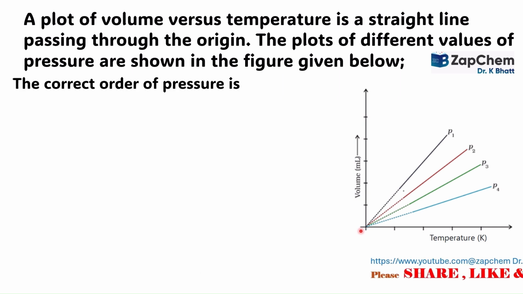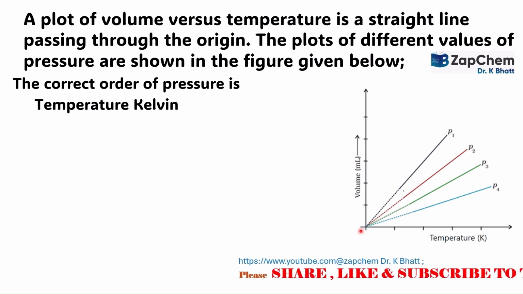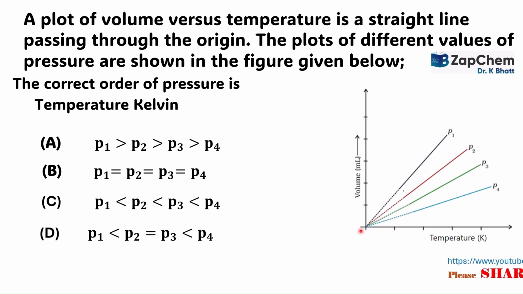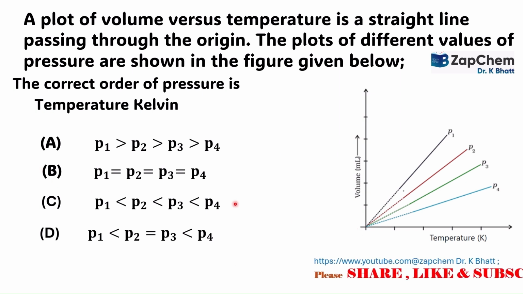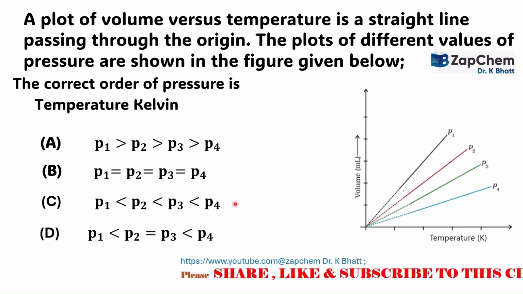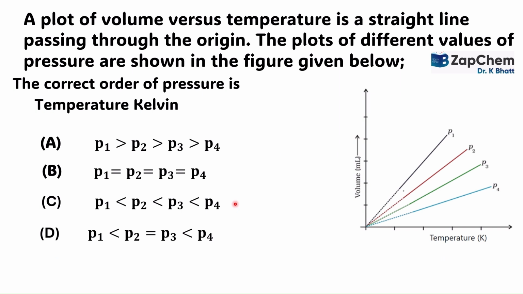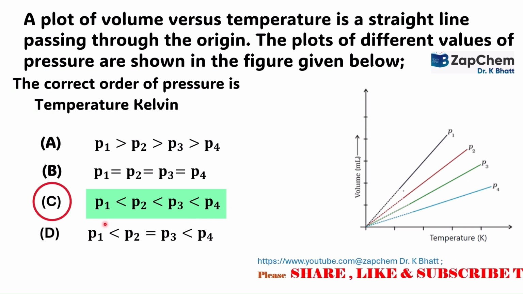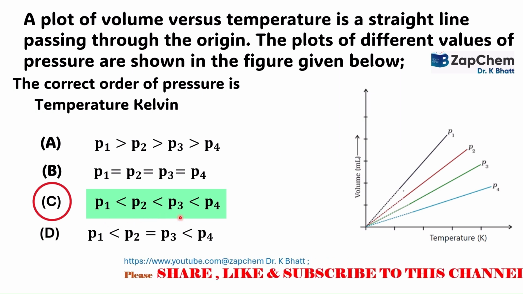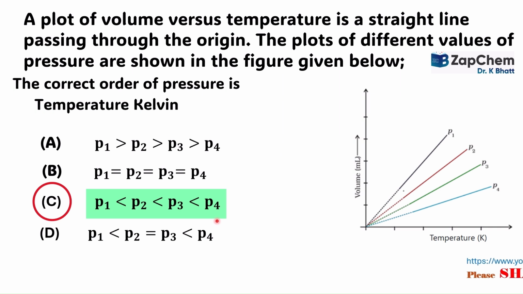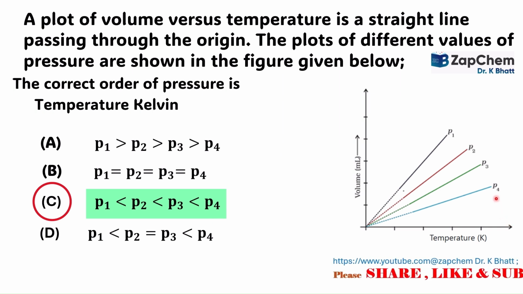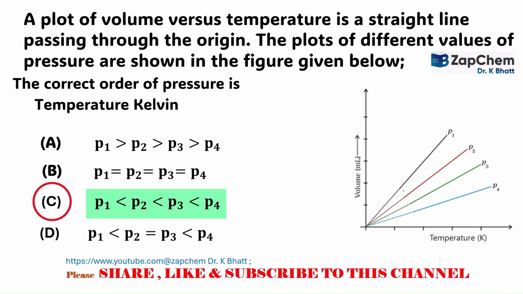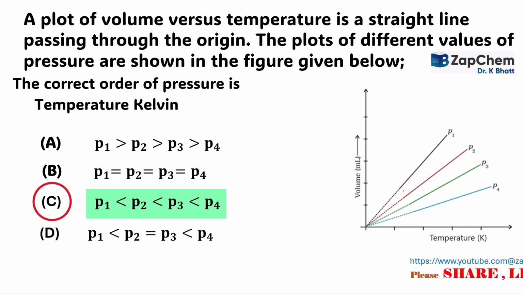So here, the correct order of the pressure in temperature Kelvin is A, B, C, and D. These four options are given, and we have to find out which will be the correct answer. Accordingly, we find that option C is correct in this case. That is, P1 is lesser than P2, is lesser than P3, and is lesser than P4. That means P4 has got the highest pressure.